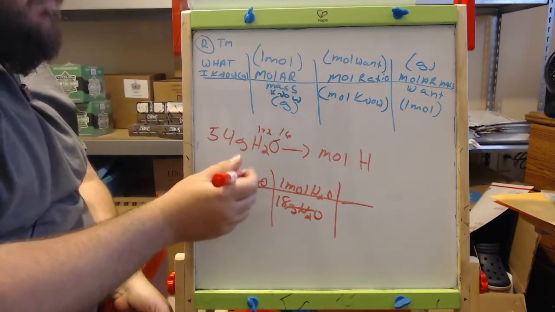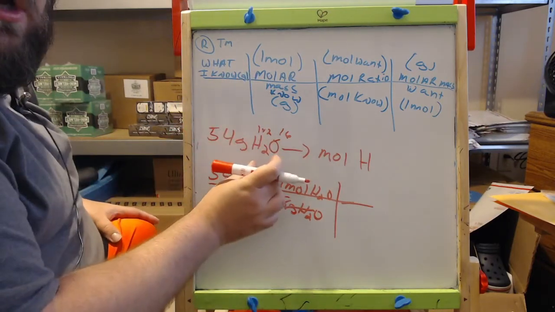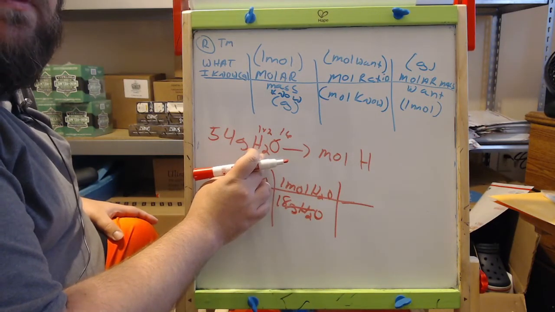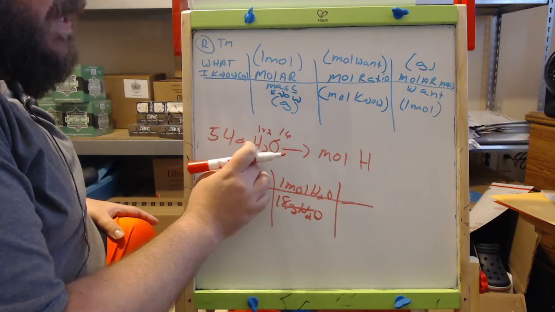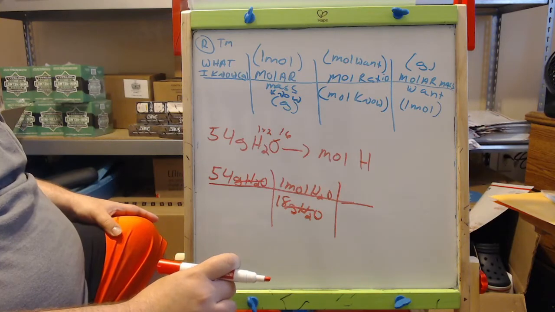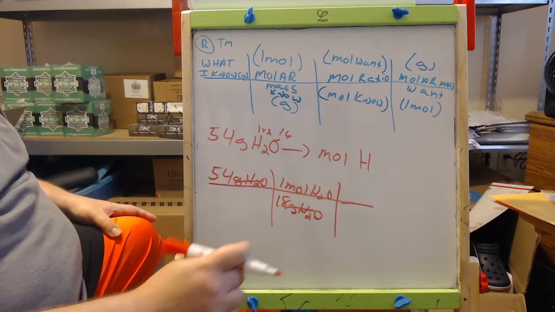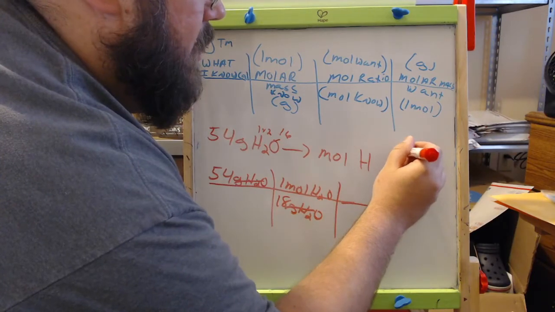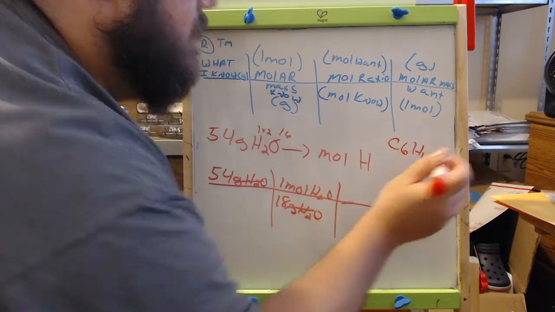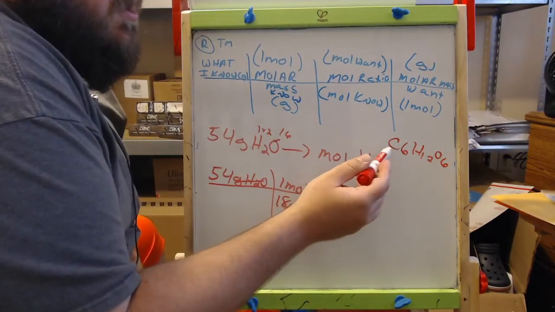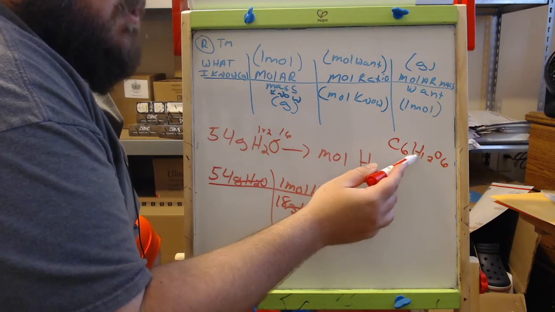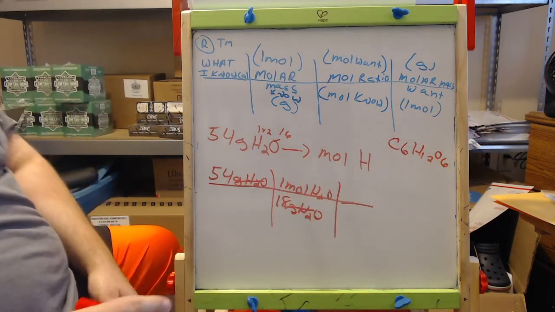Now, my mole ratio, okay? 1 mole of a substance has the subscript moles as its ratio. So 1 mole of water has 2 moles of hydrogen and 1 mole of oxygen. Okay, if we look at another one over here, let's do C6H12O6, which is glucose. 1 mole of glucose has 6 moles of carbon, 12 moles of hydrogen, 6 moles of oxygen.